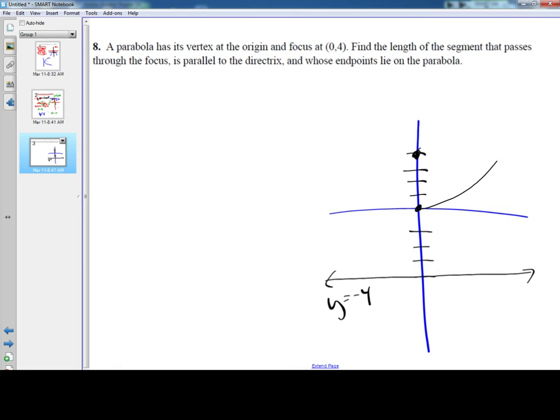We just need to figure out what's on the parabola. Yeah, so what we need to do is find the distance. That's fantastic. So, let's see here.